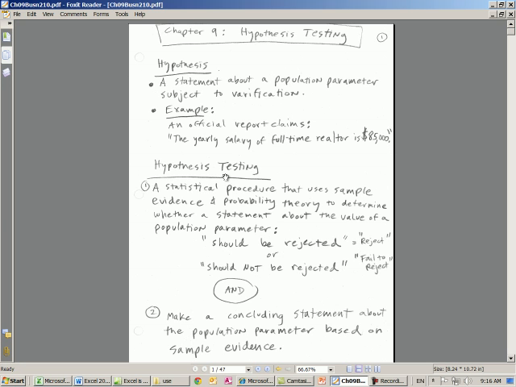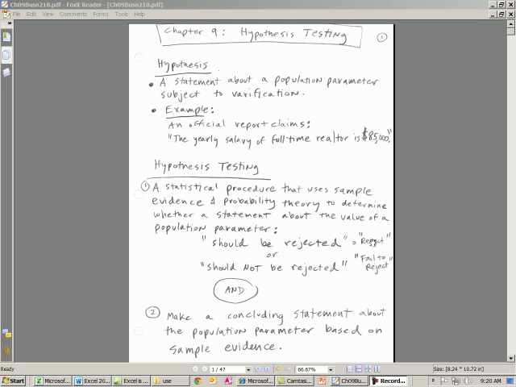All right, so hypothesis testing is just a statistical procedure that uses sample evidence and probability theory to determine whether a statement about the value of a population parameter should be rejected or should not be rejected. So here's our original statement. The yearly salary of full-time realtors is $85,000. Through our statistical procedure, we'll either reject this original statement or fail to reject this original statement.